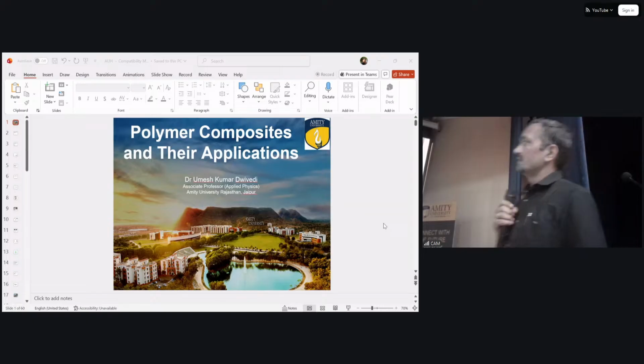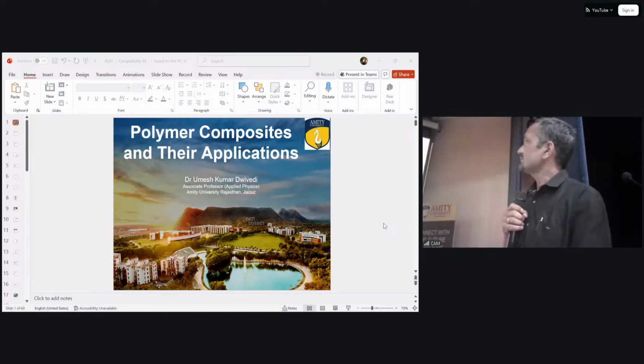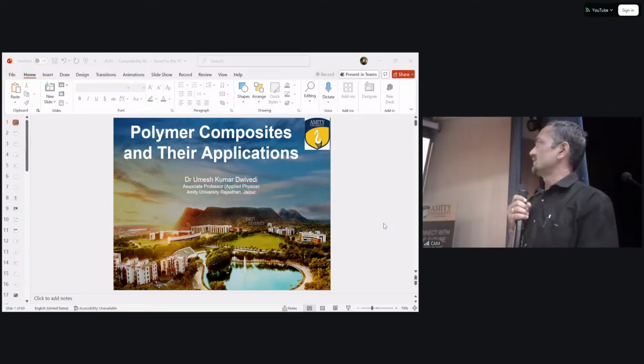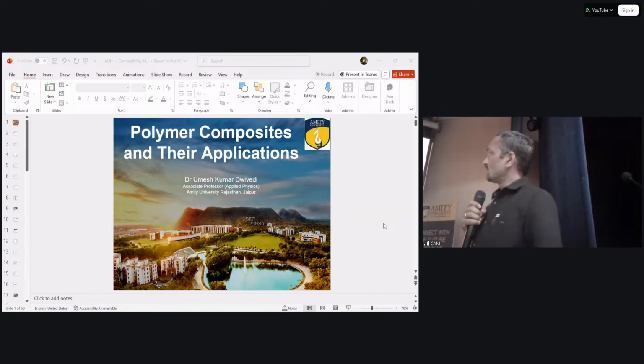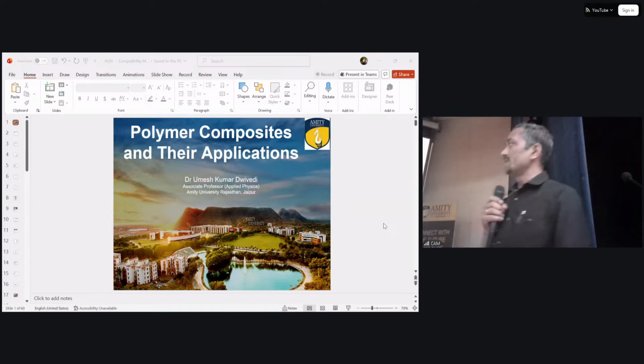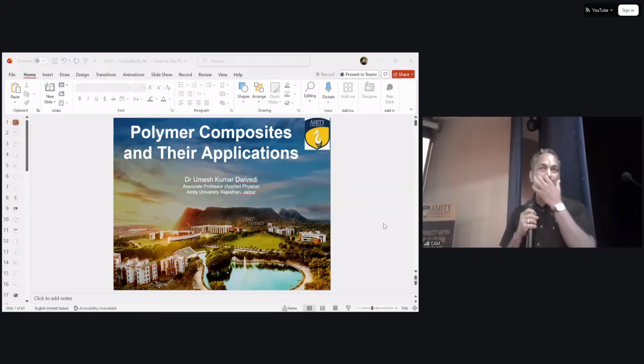Black one is carbon fiber, and white one is glass fiber. So this is the methodology by which we produce composite materials. So what is the role of reinforcement? Reinforcement is the principal load bearing member in composite material.